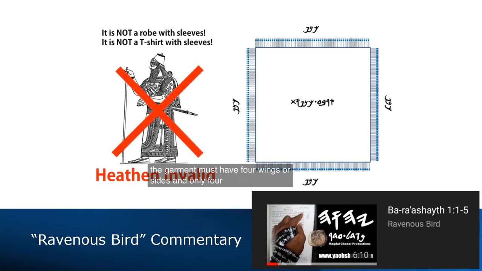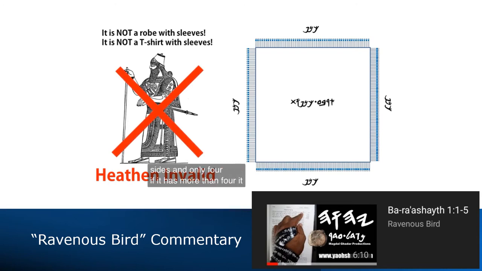A garment is not a cover. A cover is a cover. A garment is a garment. And so now he's telling you that this image on the left is a heathen and invalid, which it is. He's showing you a picture of a confirmed Babylonian. So obviously he's a heathen, and I don't want to call him a heathen. That's the King James translation. I would call him another nation, and that's their garment. So, okay, that's their garment.